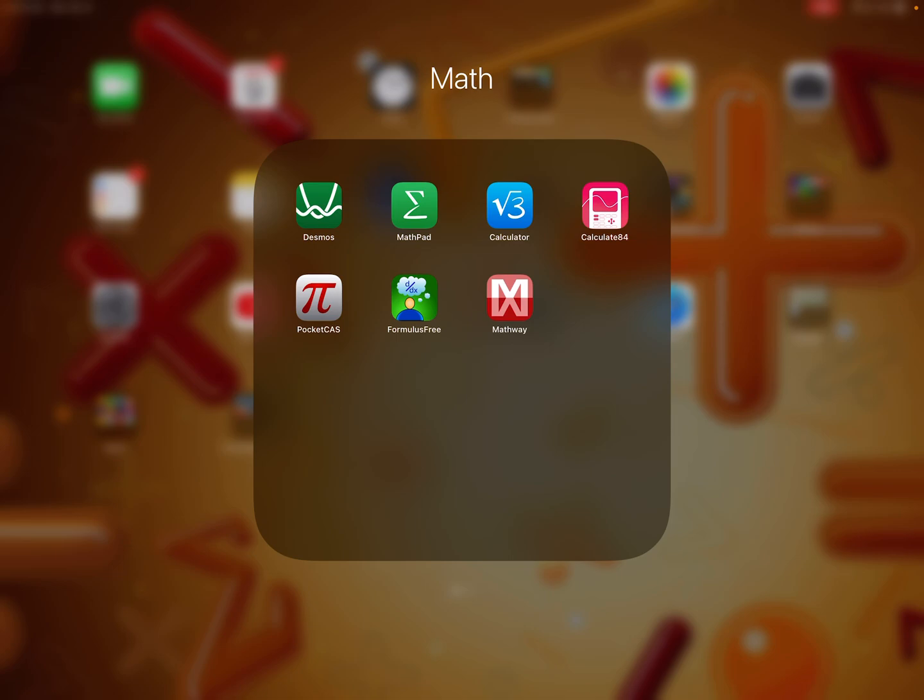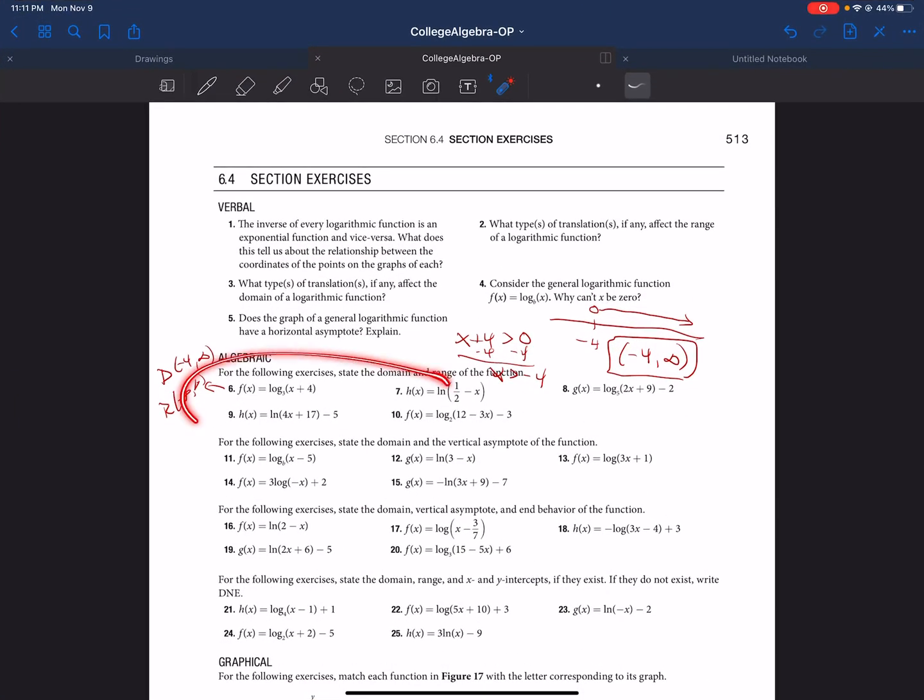So the way that you think about all of these problems is you would set 1/2 minus x greater than 0. In this, you would set 2x plus 9 greater than 0. In this, 4x plus 17 greater than 0. You get the point. So the point is, whatever the argument is in there, it has to be a positive number. You can't take a log of any negative value, including an ln, because ln is nothing more than log base e.